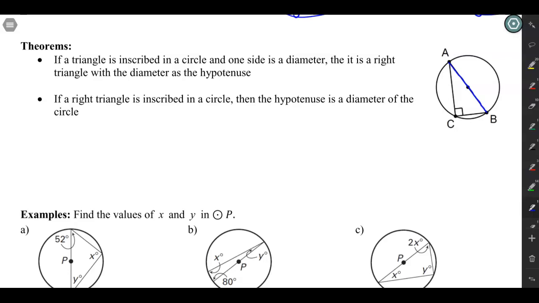We can also work the other direction. So say I have a right triangle inscribed in a circle. Say I already know it's a right triangle. Then I know that the hypotenuse is a diameter of the circle. Okay, so we can use this both ways. Either we can use it to identify that there is a right triangle, or we can use it to identify what the diameter is.